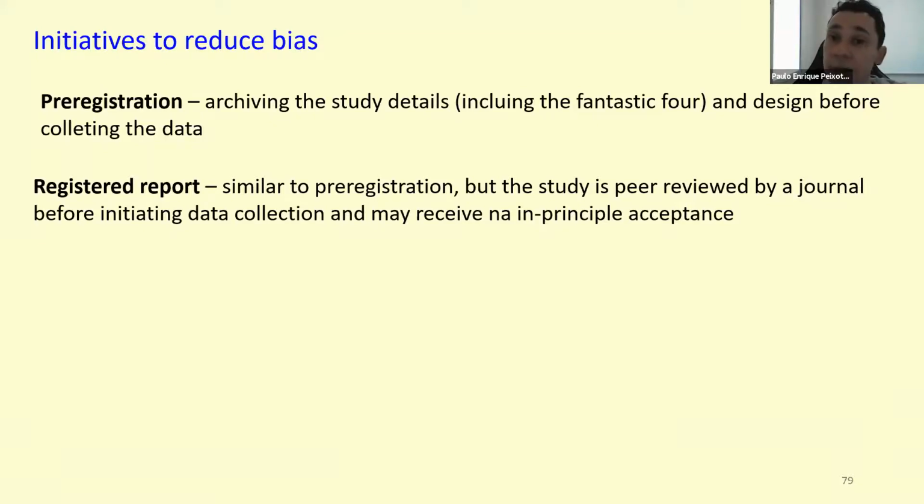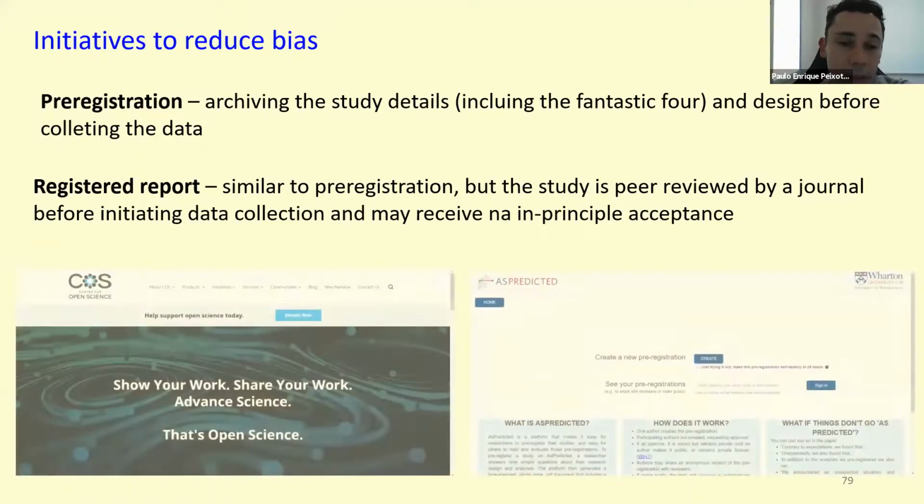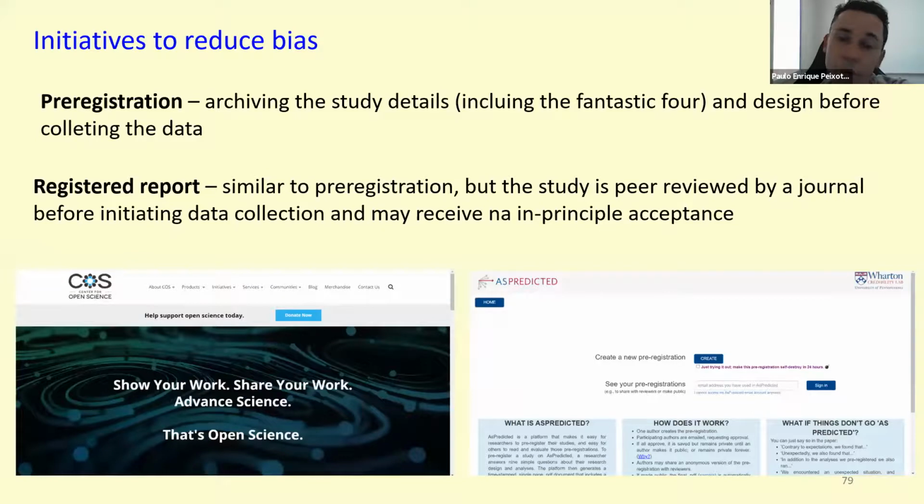I searched for some websites that accept the pre-registration and the registered report, and I found two. I think that there may be more, but these are the two that I found. The Center for Open Science, which accepts pre-registration, and also this one, which is called As Predicted, okay? So if you have interest in doing this, I highly recommend that you use these options, because they are very, very good alternatives to avoid doing, even unconsciously, attitudes that should be avoided, okay?